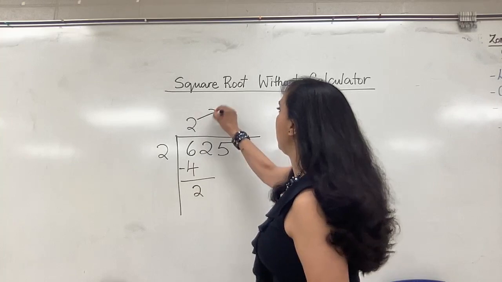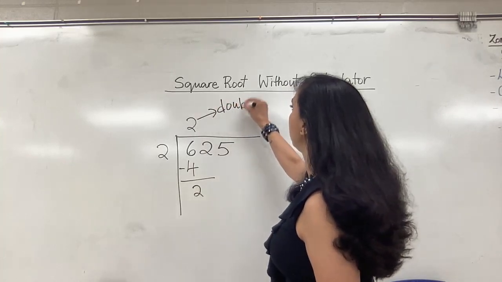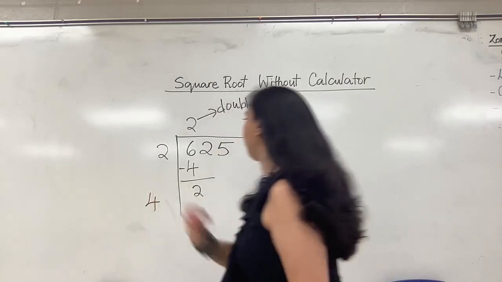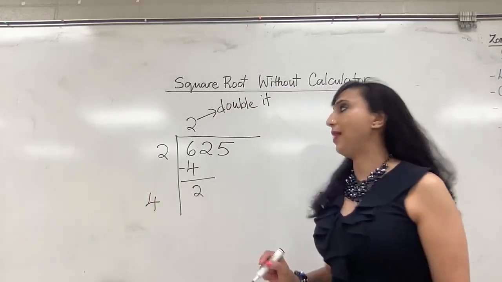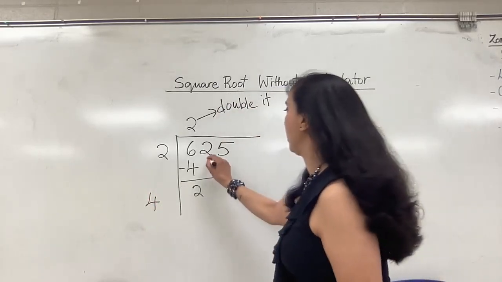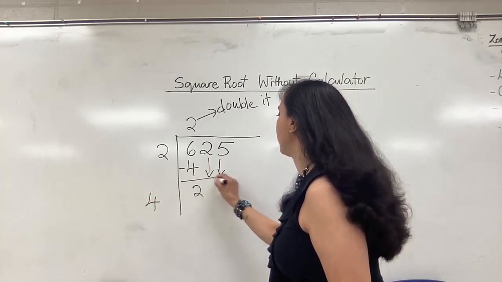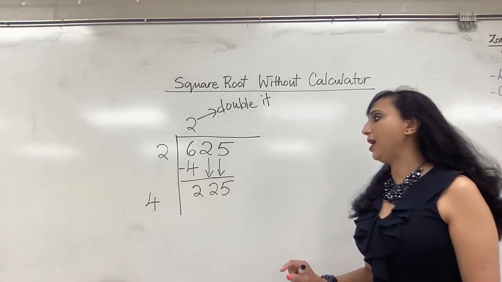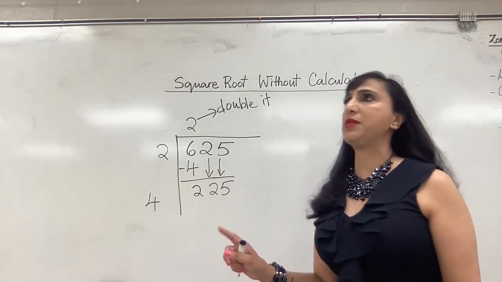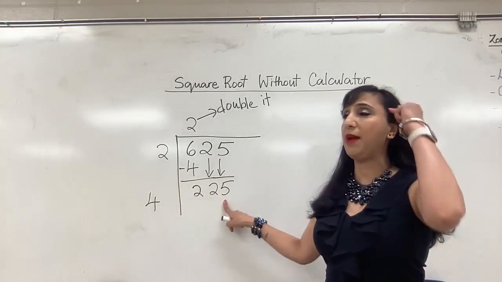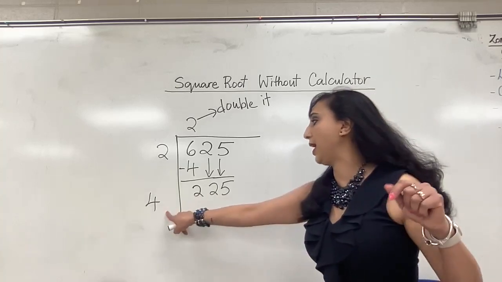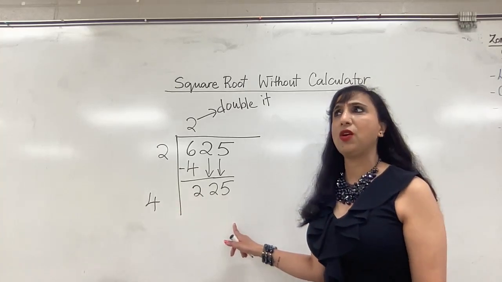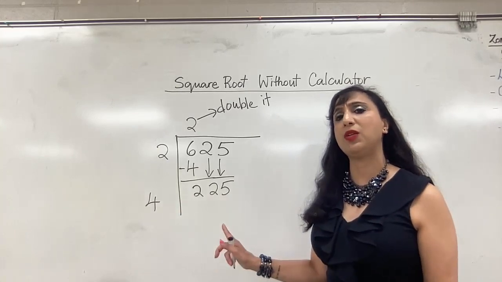Take this number and double it. Double 2 gives me 4. Then I bring down both these numbers. Then I think, is it going to be 40 times something? I have the 5 at the end, so automatically I know it has to be a number that when I multiply, I get 5 at the end. I know that 5 times 5 gives me 25.